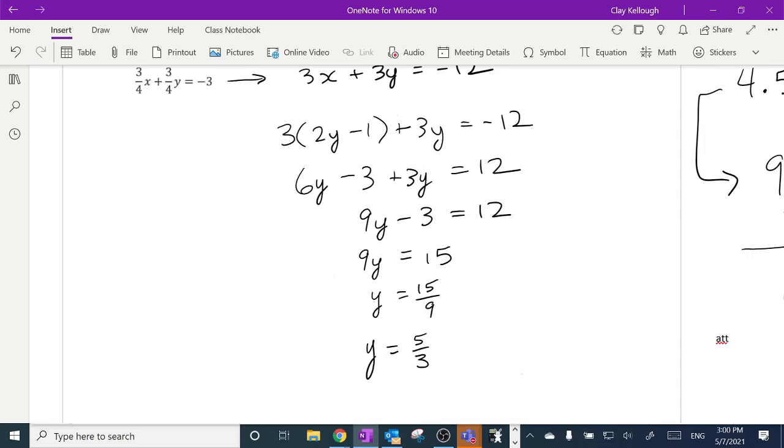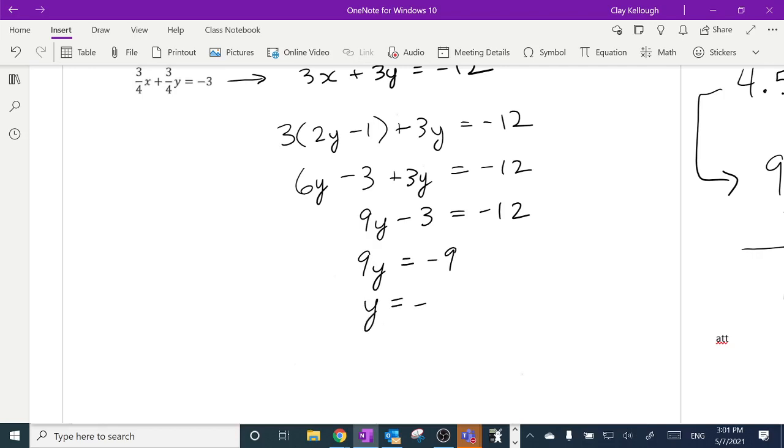Yes, for some reason, thank you very much. See, if I'd done a verify, I'd have caught that. For some reason, my negative disappeared on me. That was just carelessness. Let's try that again. So 9y is equal to, oh, this isn't going to be an ugly fraction after all. It's going to be a nice negative 1. There we go.